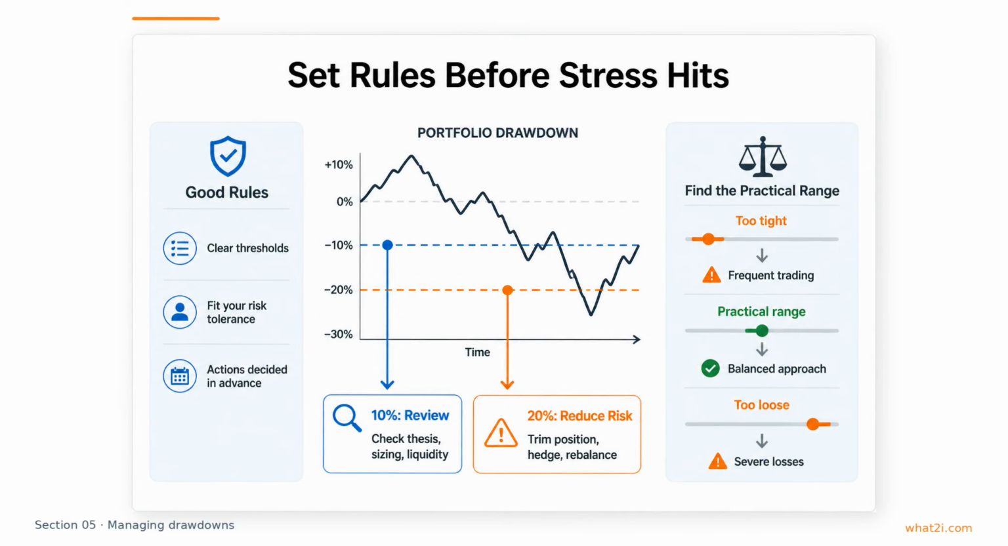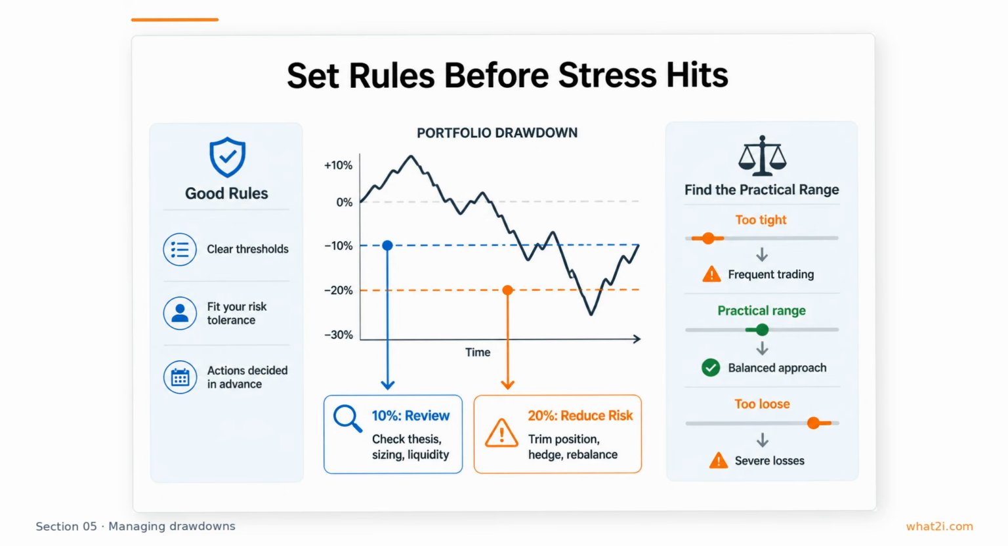Drawdown rules work best when they are created before emotions are involved. Decide in advance what thresholds matter to you and what each threshold will trigger. For example, a 10% drawdown might mean review the thesis, check sizing, and reassess liquidity. A 20% drawdown might call for reducing risk, trimming positions, or rebalancing more defensively. The rule should fit your tolerance and your strategy. If thresholds are too tight, you may trade constantly. If they are too loose, you may absorb more damage than intended.